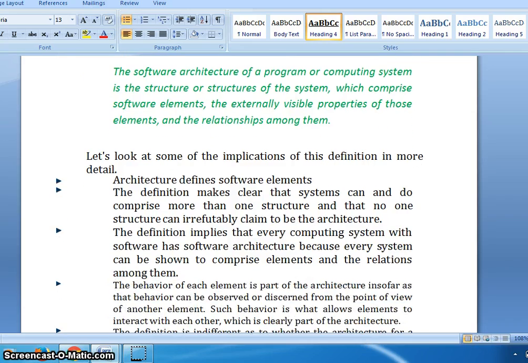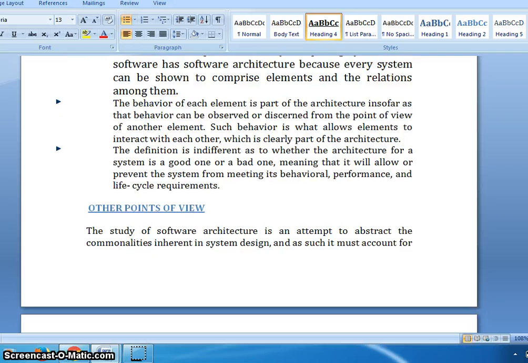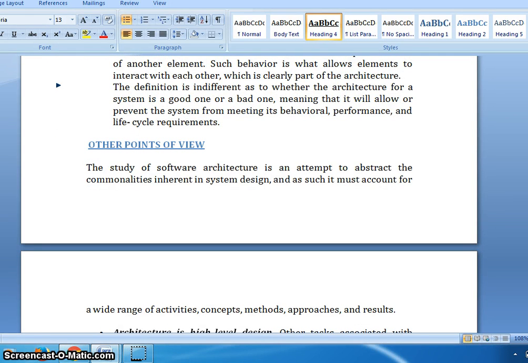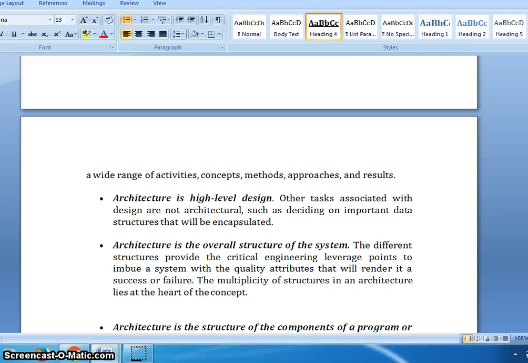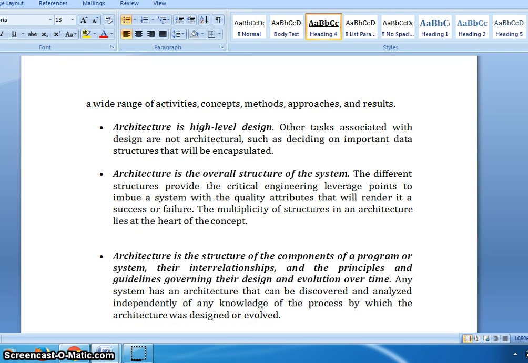Next we move on to the further concepts of this chapter, that is other points of view. When we are studying the software architecture, we need to consider how commonality is inherent in the system. And the first thing about software architecture we can define is that it is a high level design, and architecture is the overall structure of the system. And also architecture is the structure of components of the program or a system and their relationships and principles, guidelines governing their design and evolution over time.